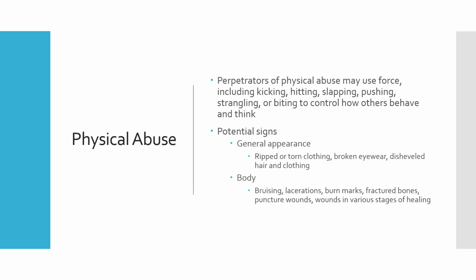So as we look closer at physical abuse, perpetrators of physical abuse may use force, including kicking, hitting, slapping, pushing, strangling, or biting to control how others behave and think. So what will some of these patients look like? Generally, you may see ripped or torn clothing, broken eyewear, disheveled hair. As far as what the nurse may not see are those bruises, lacerations, burn marks, fractured bones, punctured wounds, wounds in various stages of healing.